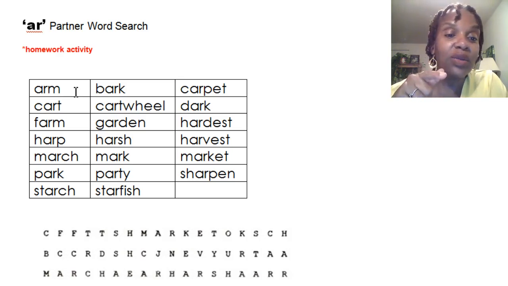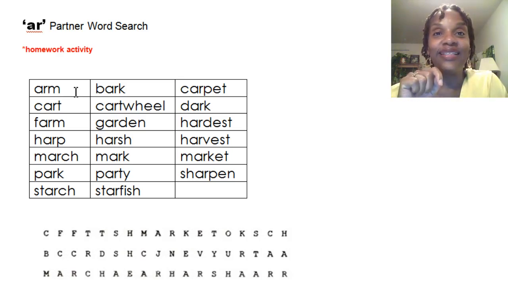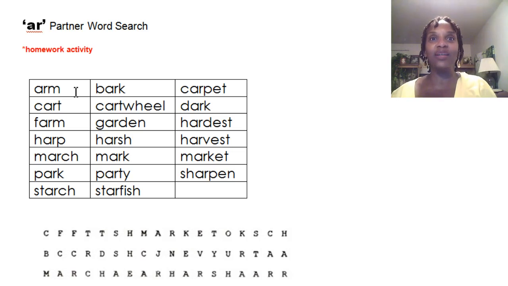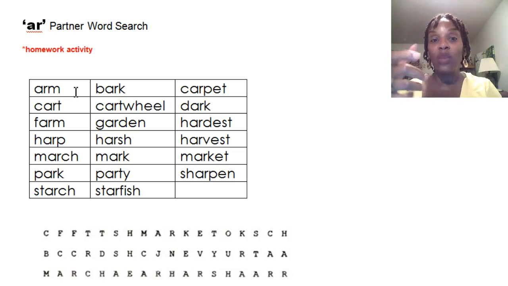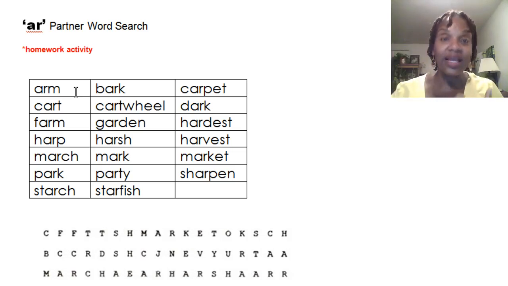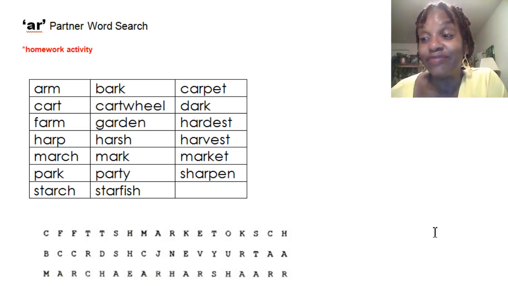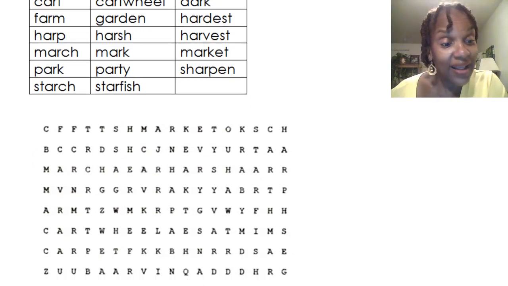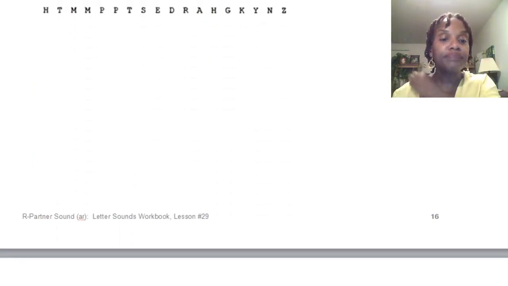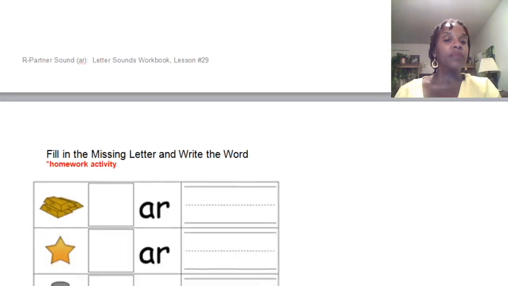So you sound out the word, and they have to find it. And you can make it a little more fun, a little more challenging, by using a stop clock. Once you sound it out, you hit the clock to begin, and you see how long it takes them to find each word. Good job. All right. Here we go. More homework.